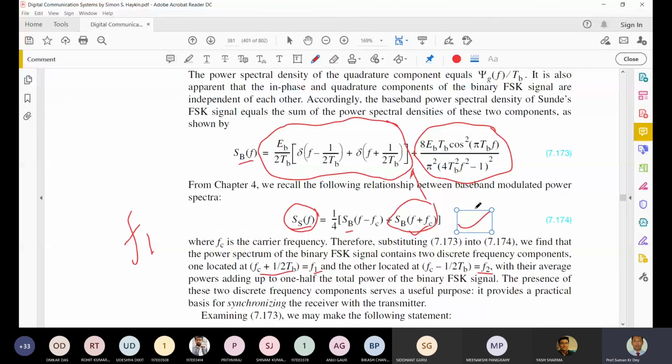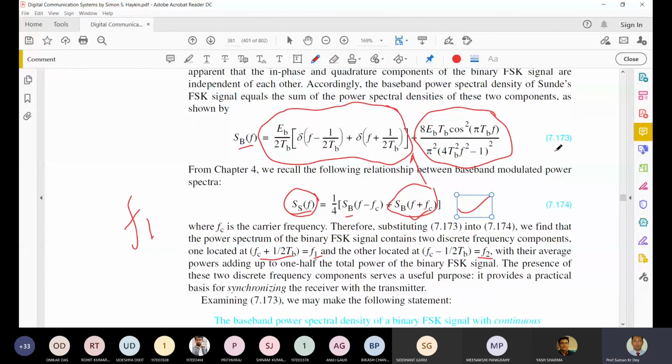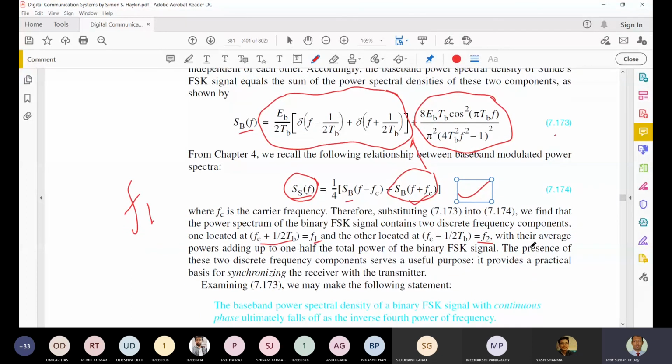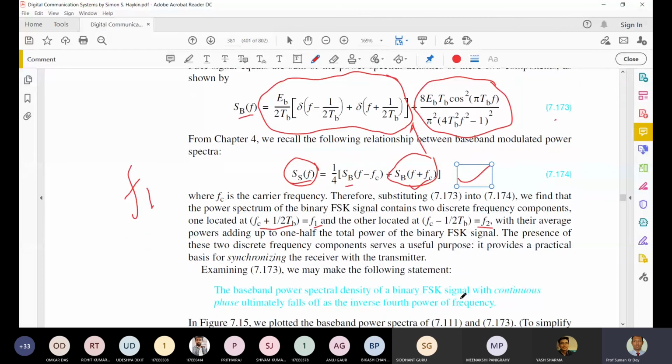So from this expression we can make a statement: the baseband power spectrum density for a binary FSK signal with continuous phase ultimately falls off as the inverse fourth power of the frequency. So the fourth power is coming from there.